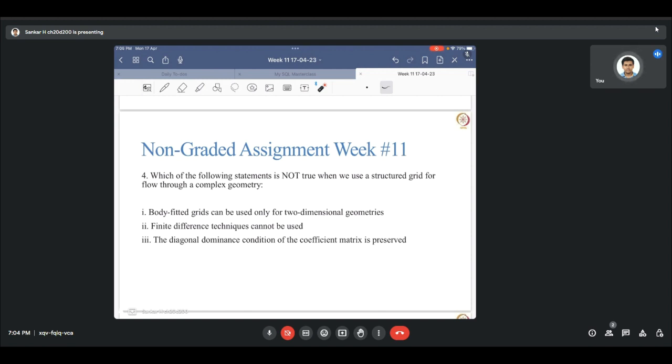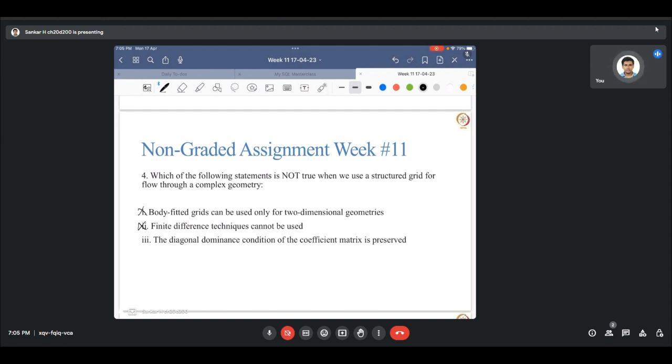So they have asked which of the following is not true. That means which of the following is false here. So body fitted grids can be used only for two-dimensional geometries is a wrong statement, or is false, because body fitted grids can also be used for three-dimensional geometries as well. Finite difference techniques cannot be used. It actually can be used in the same way a finite volume method is used, but it's a little bit tricky to get the exact difference, as each delta x and delta y will be changing between each grid point.